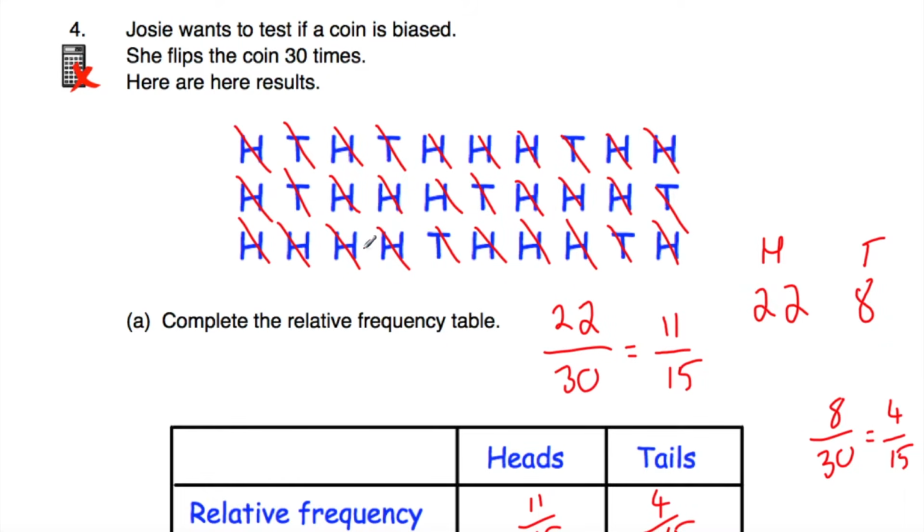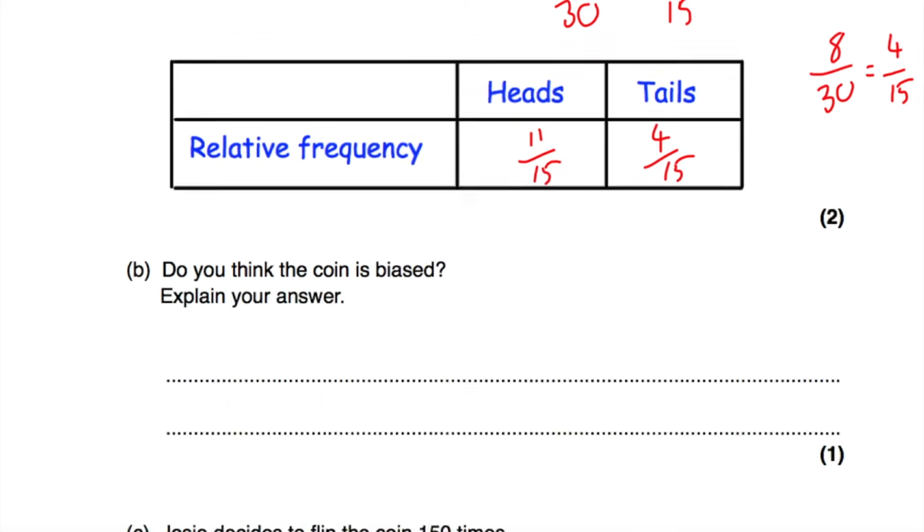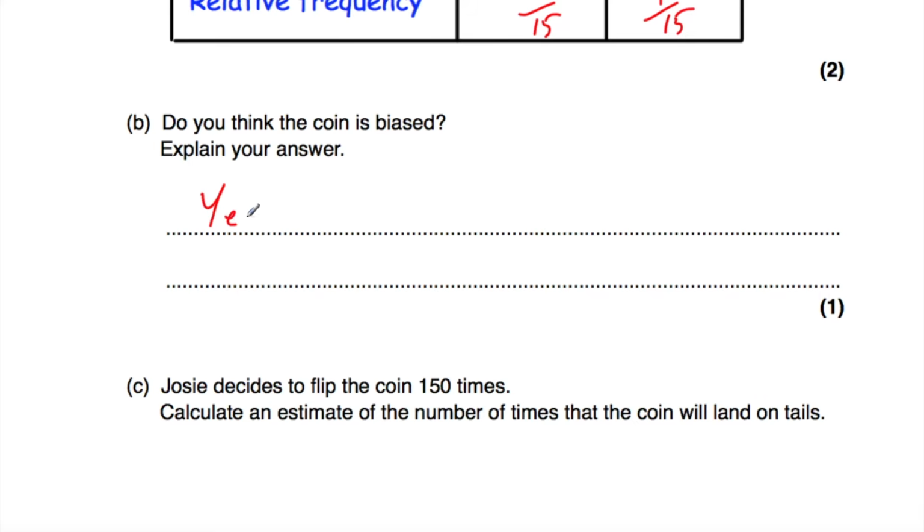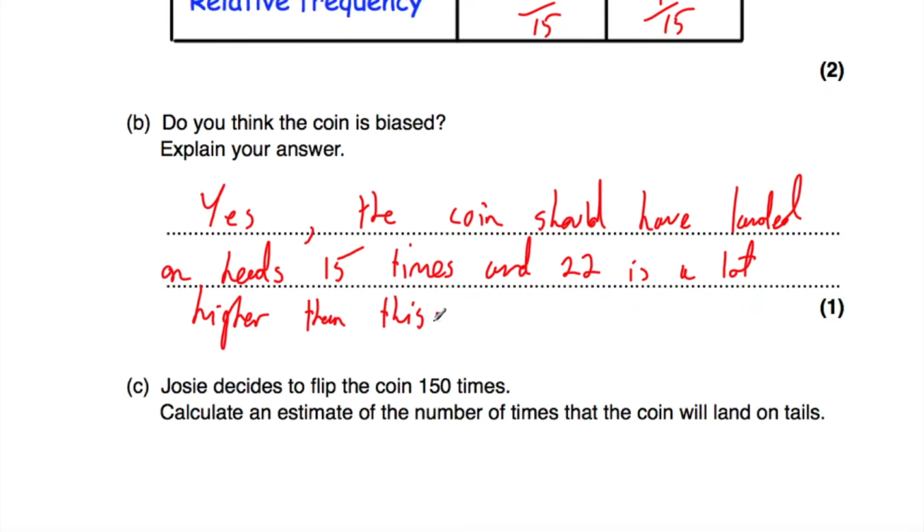So you could actually argue either way. You could say yes, it's biased because it's landed on heads a lot more times than you would expect. Or you could say actually that the coin hasn't been flipped that many times. So you can actually choose which one you want to go for here. I'm going to go for yes because I think it's landed on heads a bit too many times. So I'm just going to explain that. And that's it. I've just explained that yes, the coin should have landed on heads 15 times and 22 is a lot higher than this.